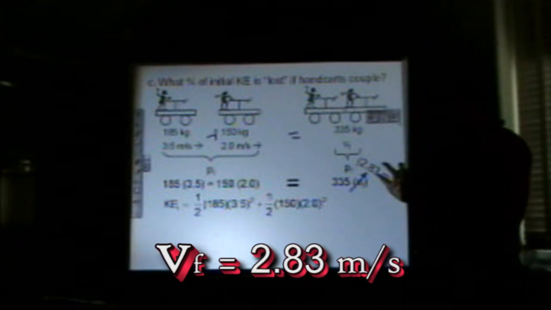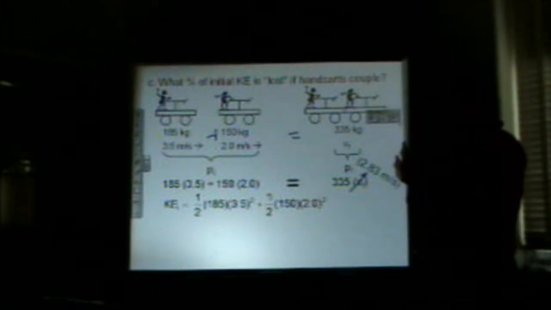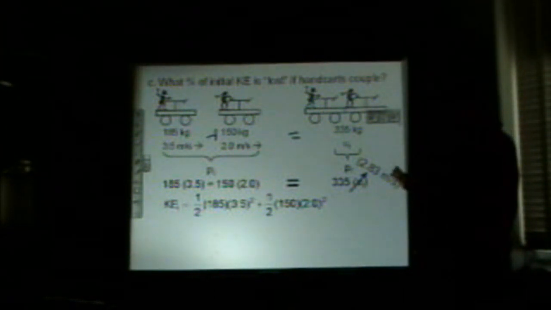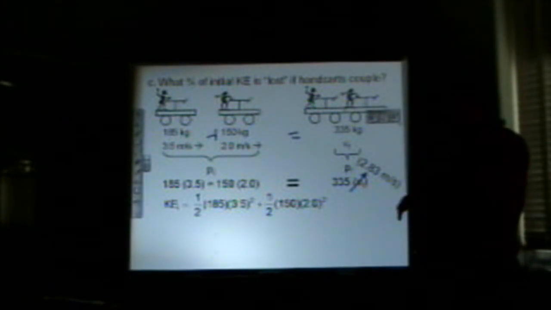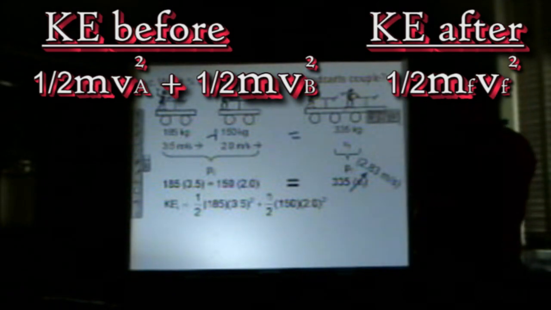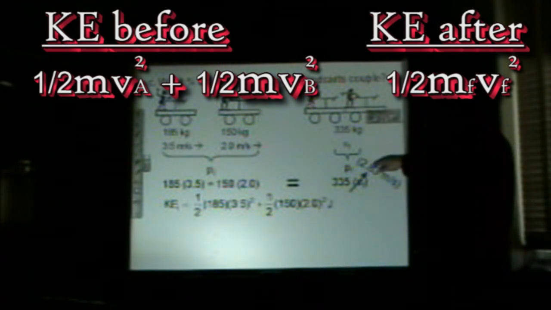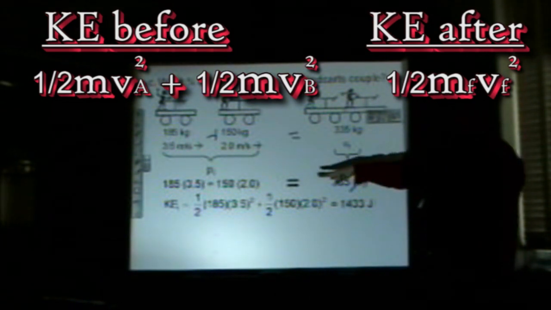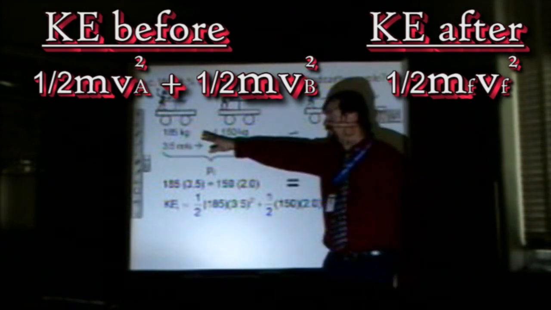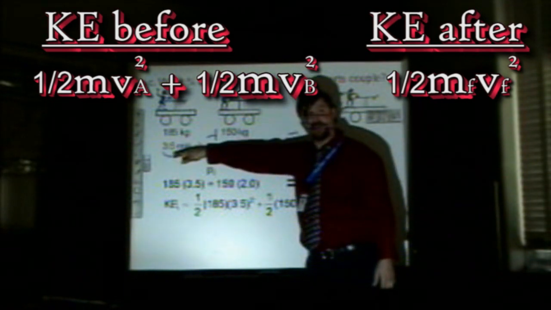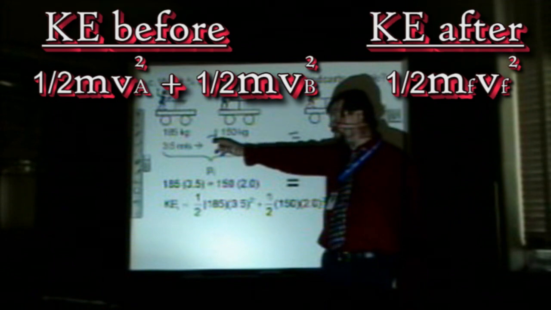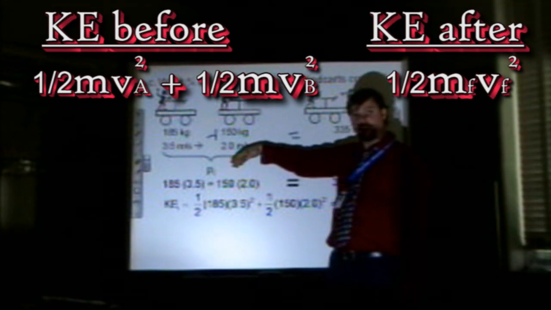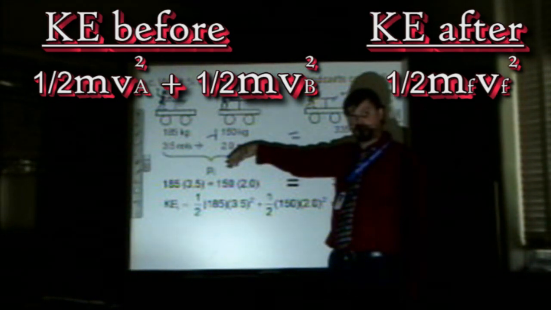That's only half the problem because we want to know what percentage of kinetic energy is lost, and we need to know the velocity because that's 1/2 mv squared. So we had to find the velocity using momentum, because momentum is conserved. Now we can find the kinetic energy. Our initial kinetic energy is the kinetic energy of this guy, 1/2 mv squared, plus the kinetic energy of this guy, 1/2 mv squared.